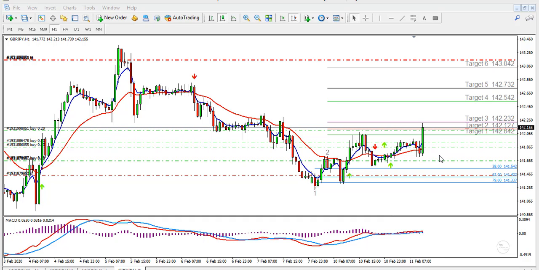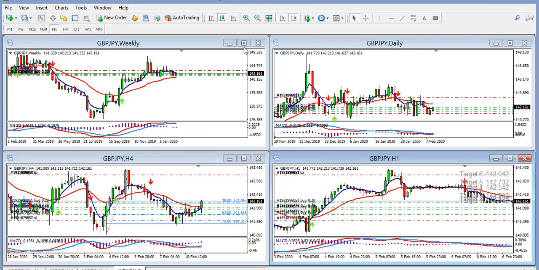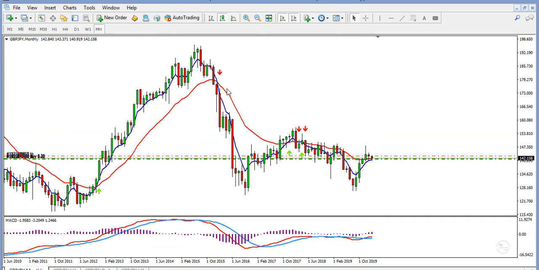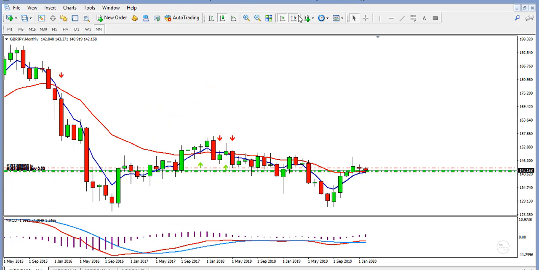So now this is the 1 hour chart. We are going to go to the weekly chart, and then I'm going to quickly jump to the monthly so that you can have an idea of what's going on. So this is the monthly chart on the GbpJpy currency pair, and you can see here that on the monthly chart we have what looks like a double bottom.